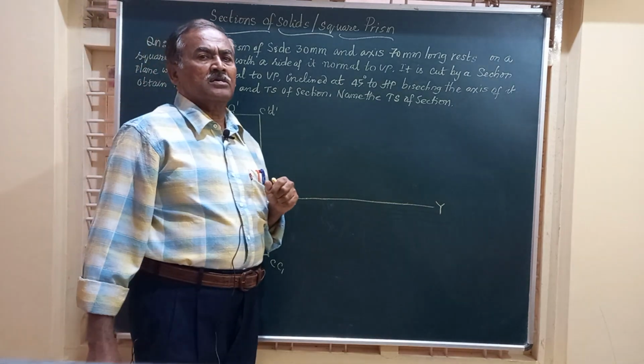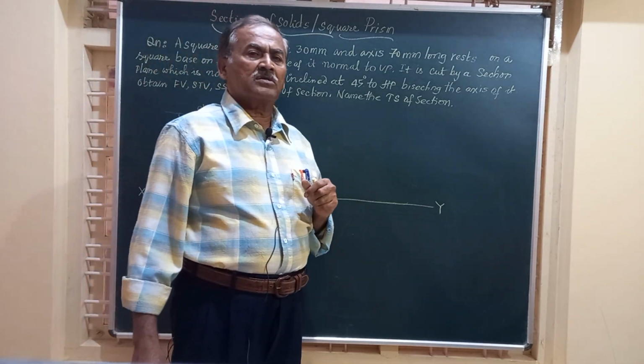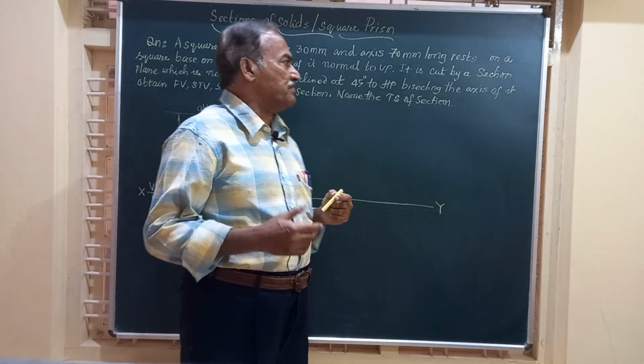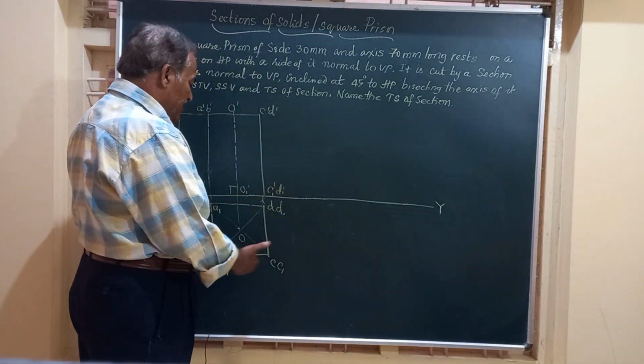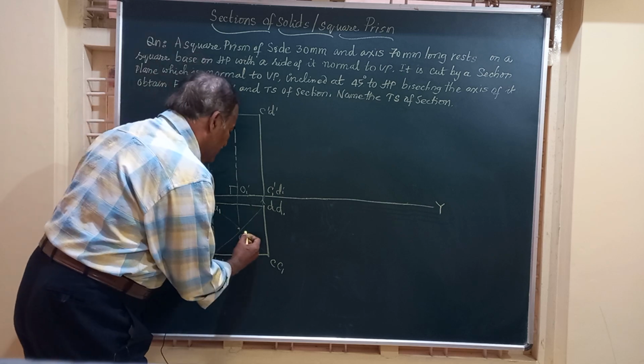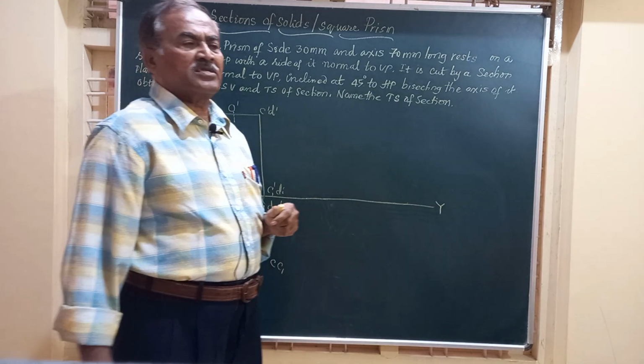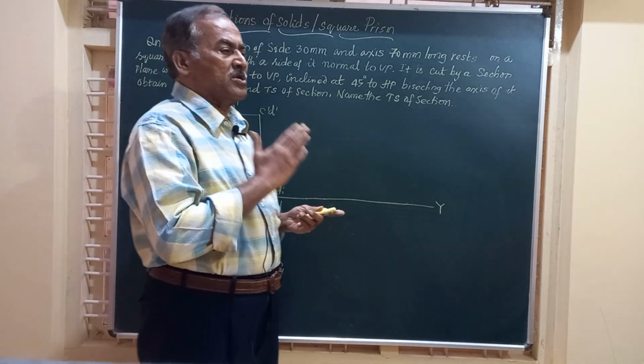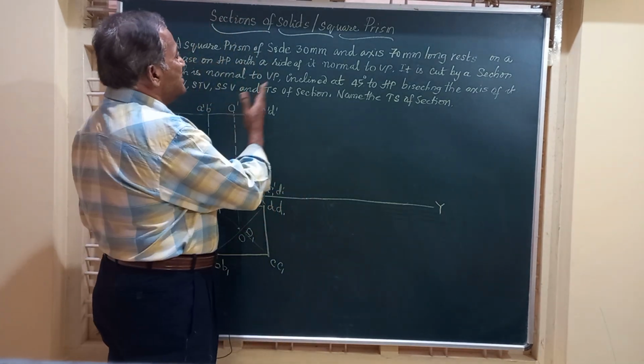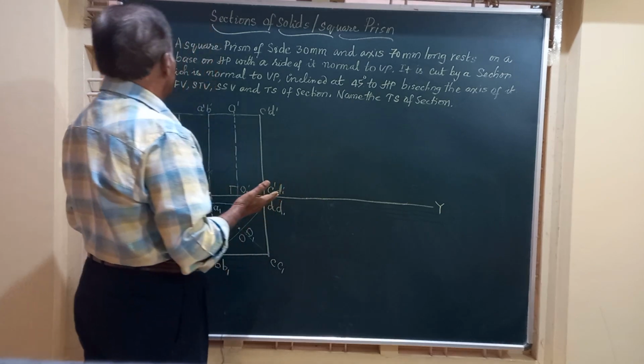Friends, we have got the object resting on one of the square faces on HP. You have got the top view a square and front view a rectangle of the given height. Friends, now let's see how the solid is being cut. It says it is cut by a section plane.